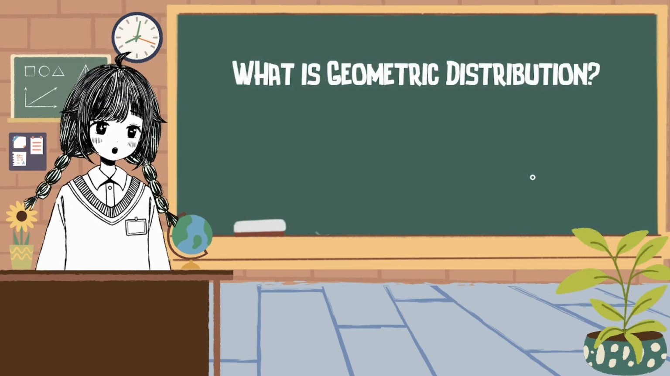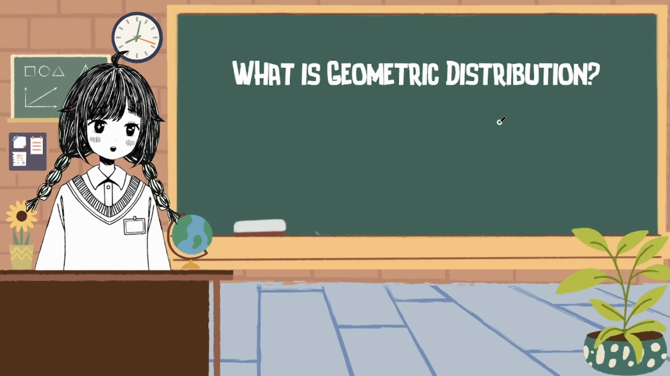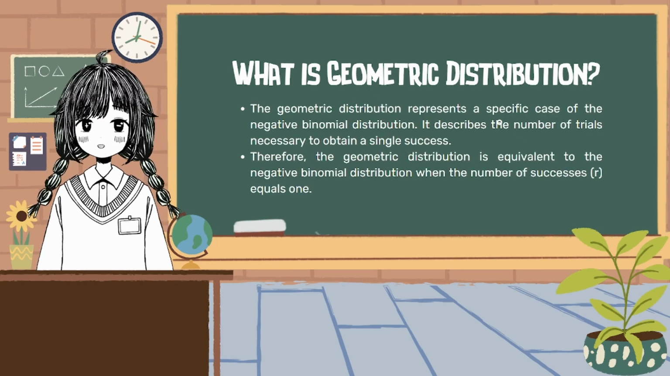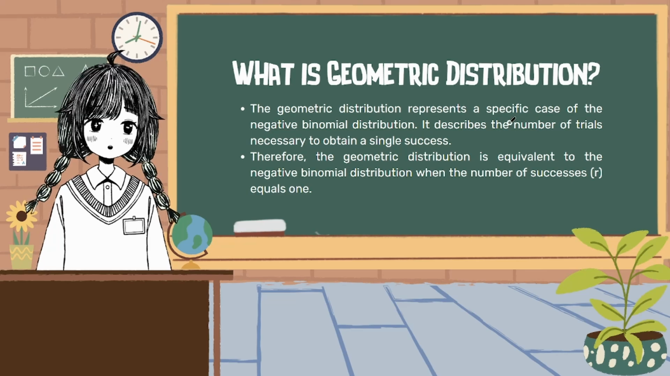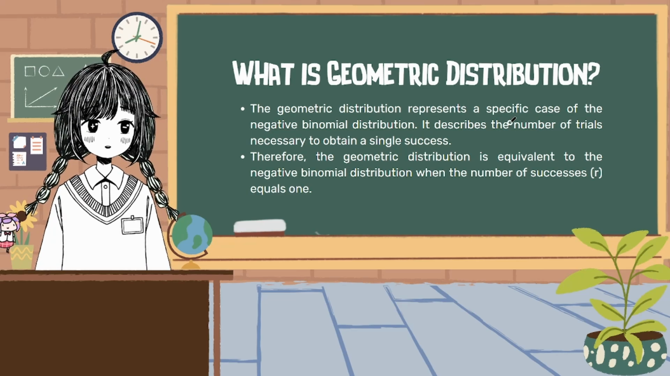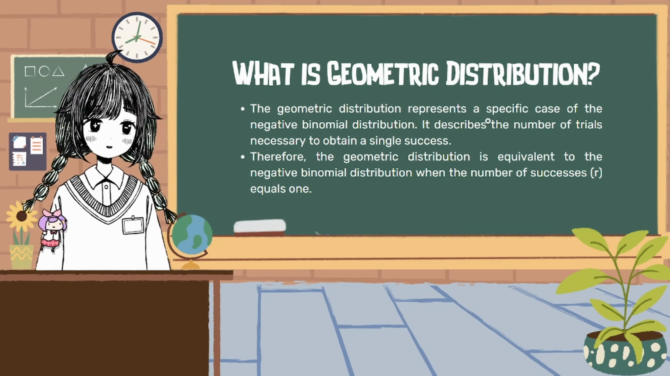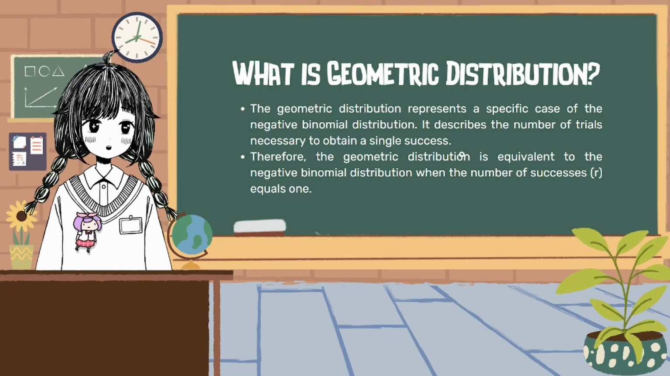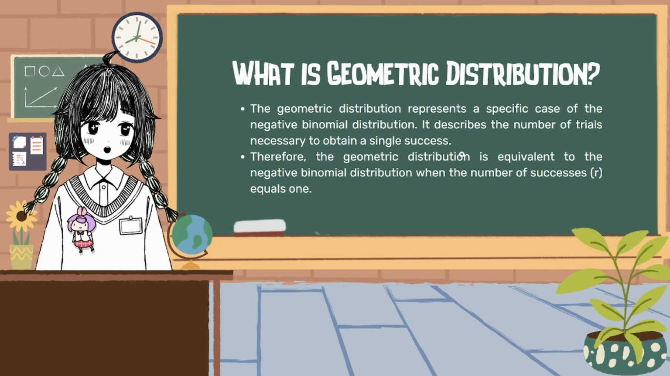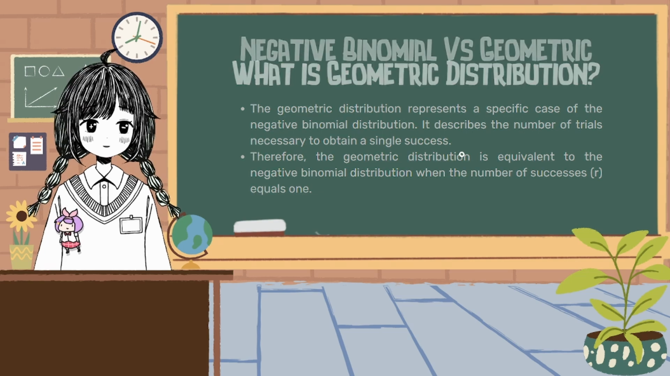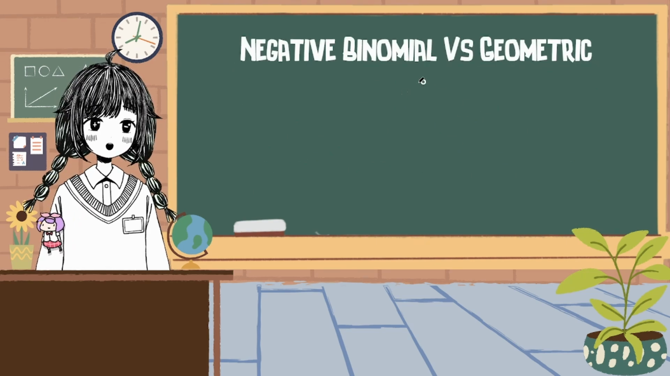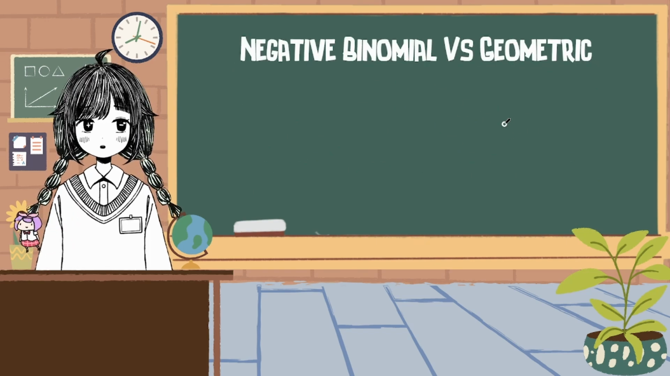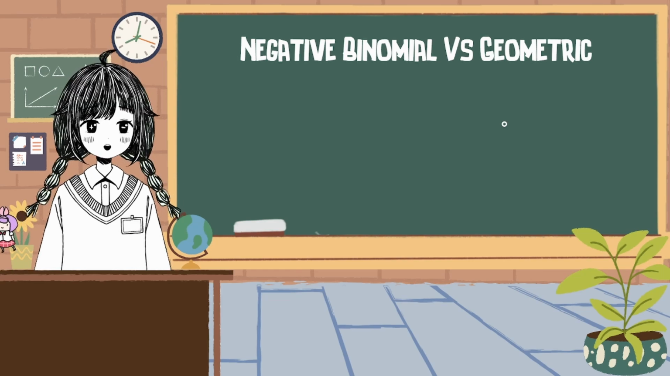So what exactly is geometric distribution? It's actually just a negative binomial distribution in its simplest form. While negative binomial asks how many trials for our success, geometric specifically asks how many trials for that first success, meaning R is set to 1. So I'm giving you an example to show the difference between negative binomial and geometric.